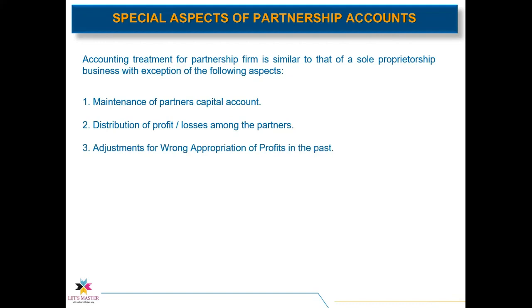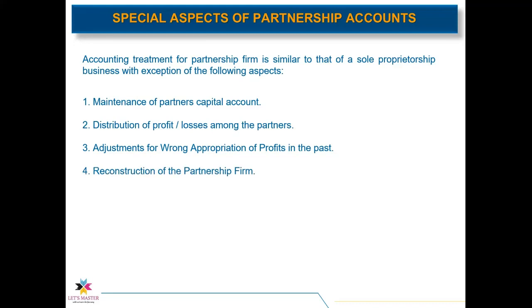Adjustment for wrong appropriations of profits in past. At times, due to some error or maybe due to change in partnership deed or provisions of partnership deed, some adjustments may need to be done retrospectively. So the adjustment of wrong appropriation of profit and loss done in the past needs to be done in partnership accounting.